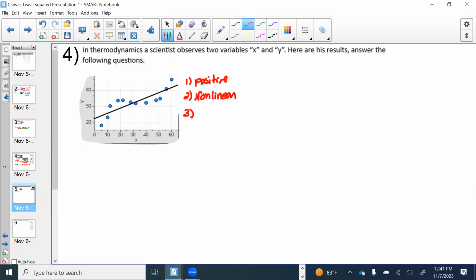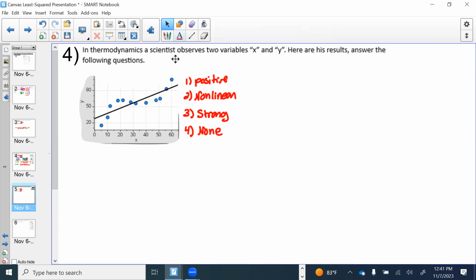Let's see, so for linear, it looks pretty strong. These dots are following a pattern together. They're close together, not really spread out, so it's not difficult to see the pattern. And the last thing, of course, is do we have any outliers or any kind of clustering, anything like that? And I do not see any of that. So if I'm asked to analyze just the scatter plot, just the dots, these are the four things I can say about it.